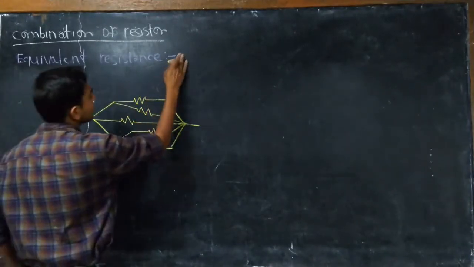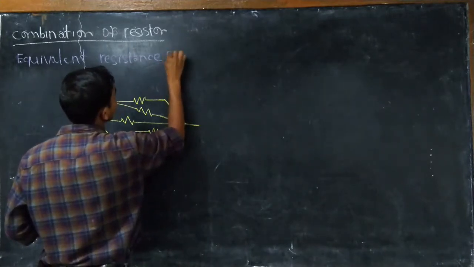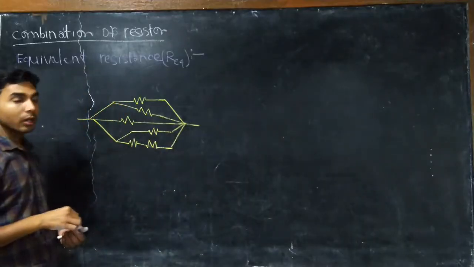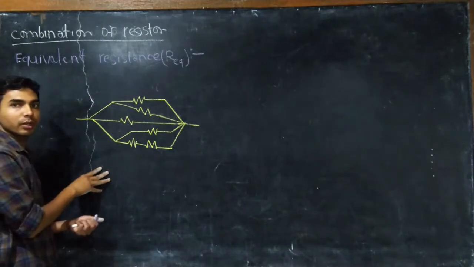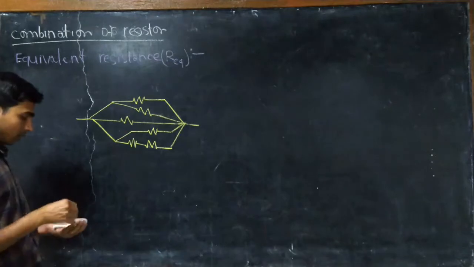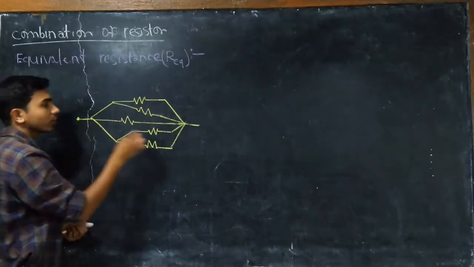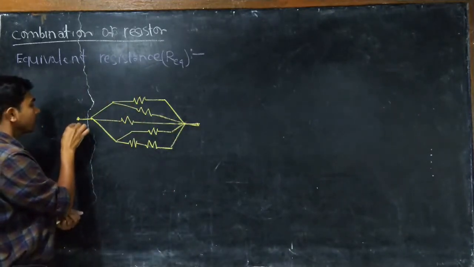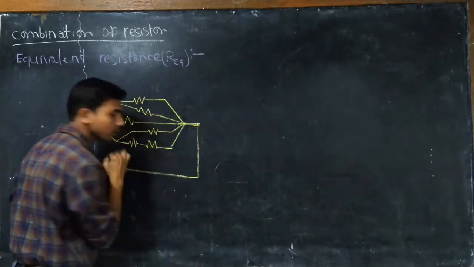Equivalent resistance is represented by R equivalent. This is what we are going to calculate for this combination of resistors. How can we calculate R equivalent? You can see this resistor combination has two terminals, one is this one, another is this one. So just connect the battery across these terminals.